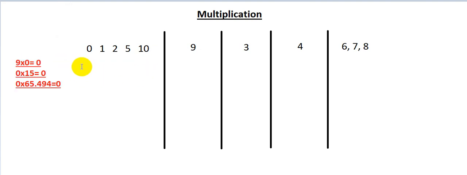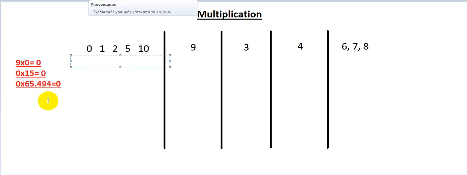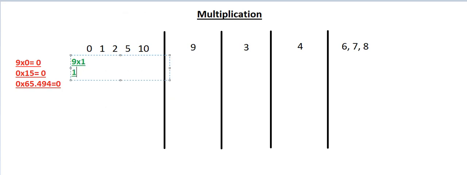Let's move on to 1. Let's remember the rule for 1. When I multiply a number with 1, that number always stays the same. So it doesn't matter, again, if 1 is first, second, third, it really doesn't matter. What I have to remember is that, okay, I'm multiplying 9 with 1, so 9 is going to stay the same. 9 times 1 then makes 9.